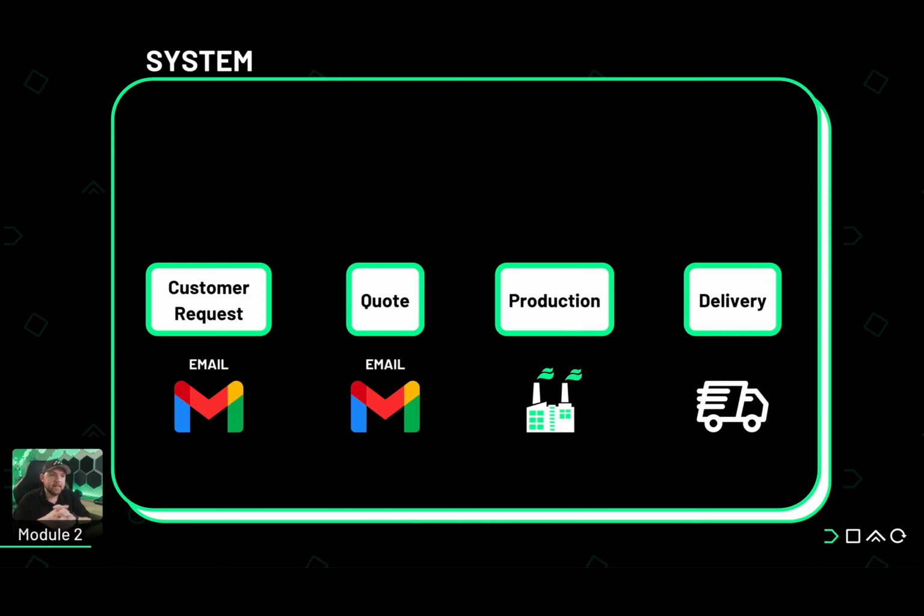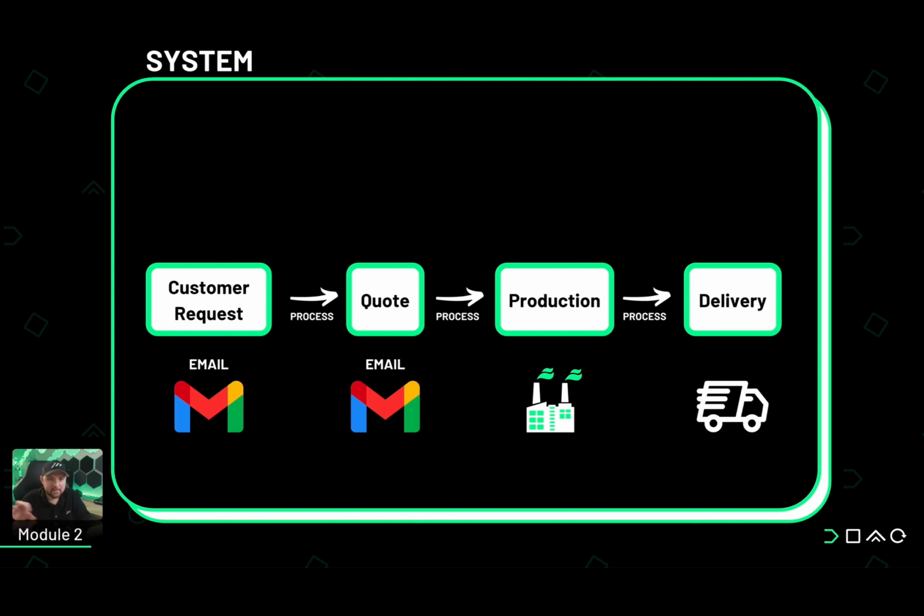So here, to give you an example, we will lay out an easy production workflow of a physical product, right? So you get a customer request via email, then you send out a quote via email, then you do the production in your facilities, and then you deliver the product. This is an easy layout of a process that many companies do on a daily basis.